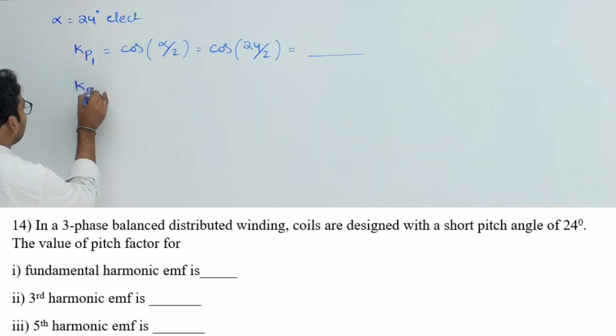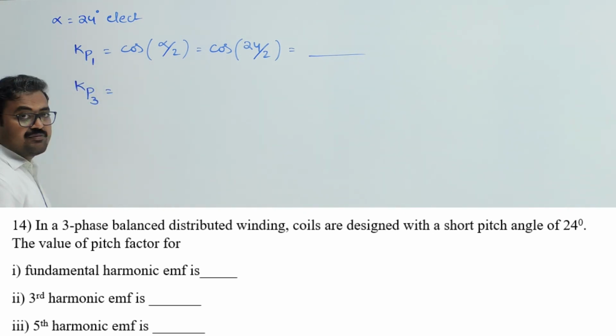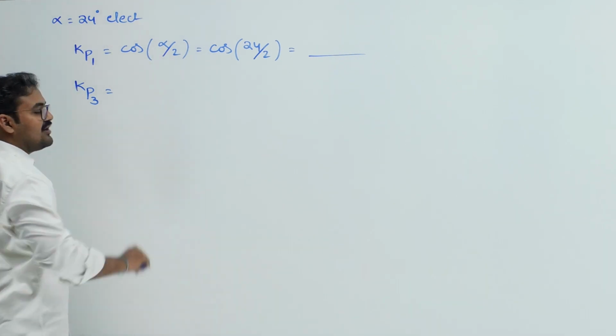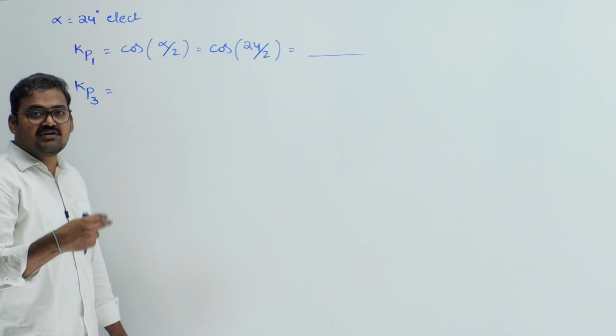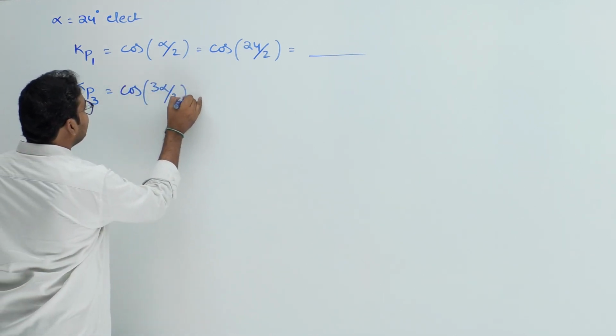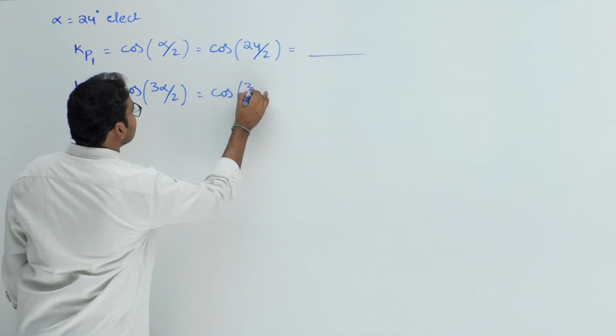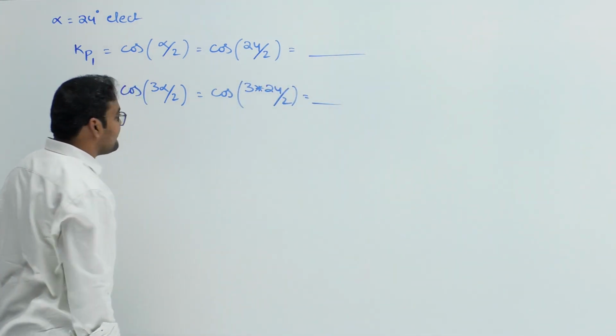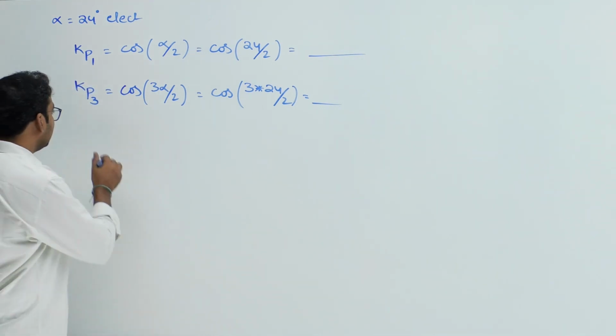Similarly, for the third harmonic component, what is the formula for pitch factor? We know if the fundamental space angle is equal to alpha, for the third harmonic the space angle will be equal to 3 alpha. Cos 3 alpha by 2, that is cos 3 into 24 degrees by 2, you will get the pitch factor for the third harmonic EMF.